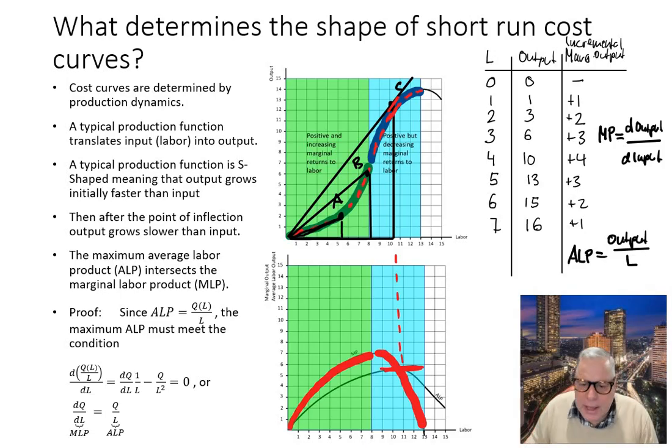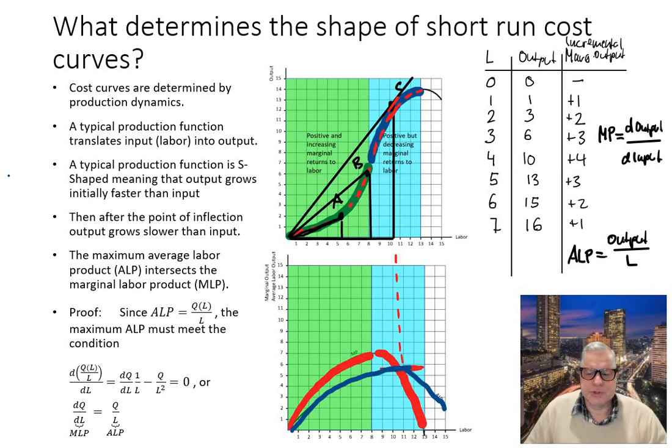So if you take a look at the average labor product, which is this blue line here, now here's the maximum, and it intersects exactly where the marginal product is. So in other words, whenever the marginal is equal to the average, the average is at its maximum. So again, here's the maximum. Well, you can see it here too.